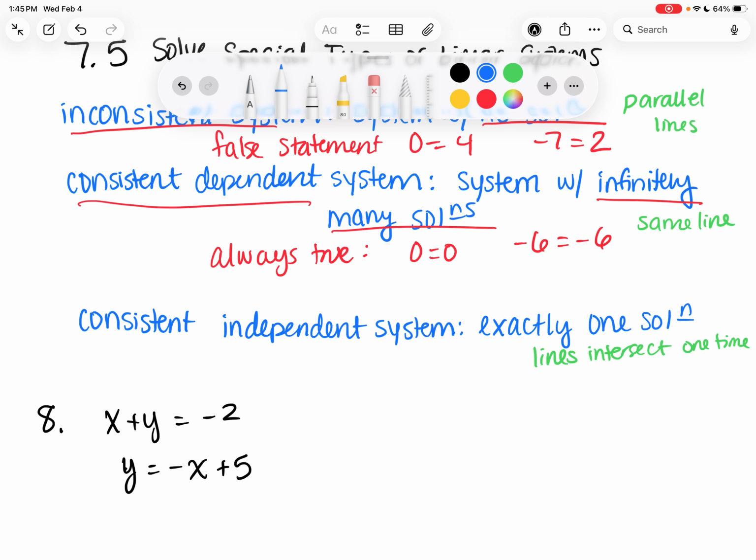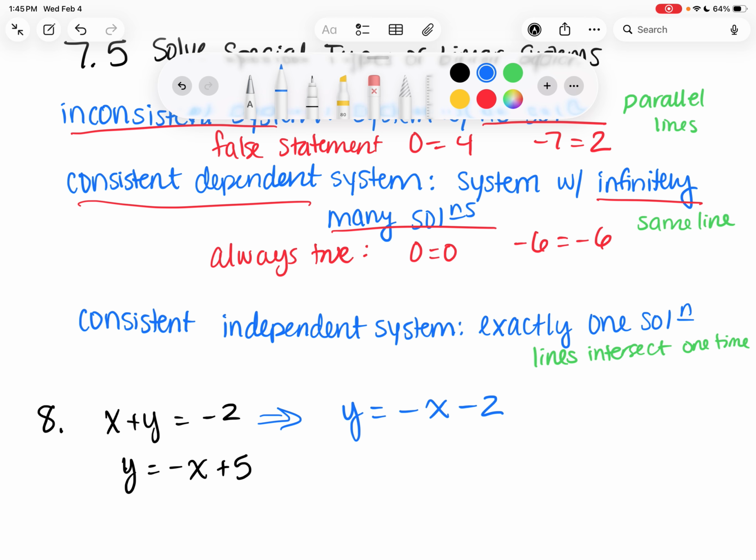So with this, I'm going to get y by itself in both equations because I want to see what the equation of the line looks like. So over here, I need to subtract x. So I have y equals negative x minus 2. And then this other equation is y equals negative x plus 5.